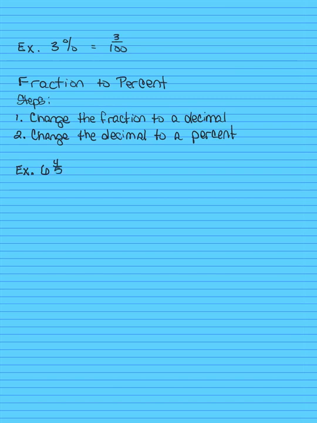So our example is 6 4/5. I'm going from fraction to percent. I'm not worried about my whole number, which is 6. I'm worried about the fraction part of my number, which is 4/5. So first I'm going to divide my numerator, which is 4, by my denominator, which is 5. And I'm going to add that to my whole number. So I now have 6.8. Now I have to change my decimal to a percent by moving the decimal 2 places to the right. So my 6.8 becomes 680%.